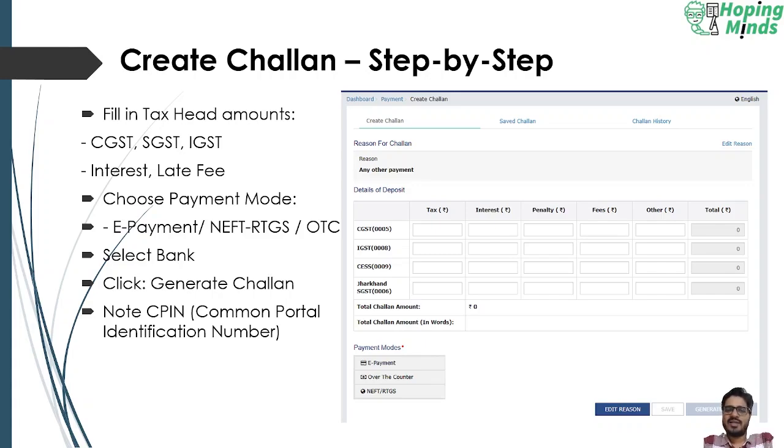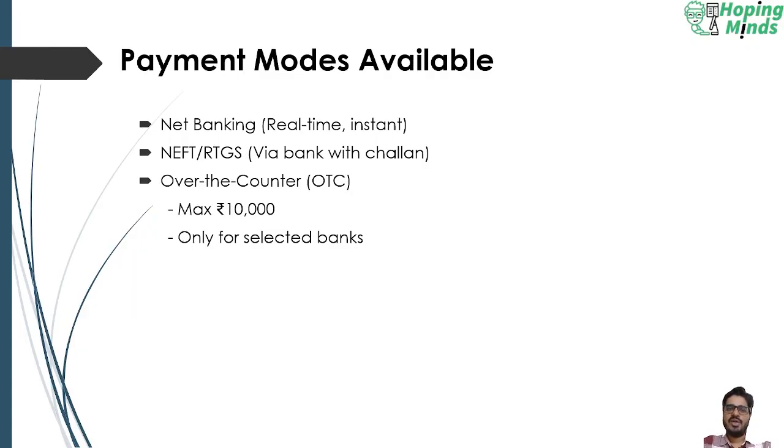Then if we select the net banking option, then we have to select the bank and click on the generate challan option. Once we click on the generate challan option, challan will be generated and we have to note down the CPIN, that is the common portal identification number. Afterwards we have to proceed with the payment modes that we have opted for, that is if we have opted for net banking then we have to choose our bank and proceed with the payment. It will redirect to our bank sites and once the payment is done it will be redirected to the GST site.